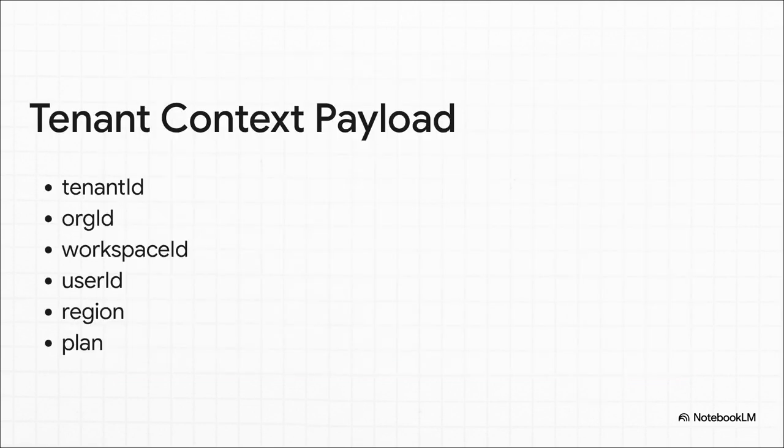So instead of raw, untrusted data, you hand off this fully verified tenant context object downstream. We're talking tenant ID, org ID, workspace ID, user ID, their region, their plan type, the whole shebang. Think of this trusted object as your mandatory golden thread. It weaves through every downstream service, every single database read, and every write.